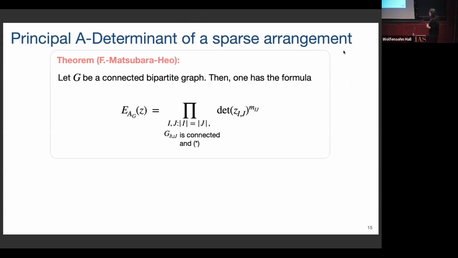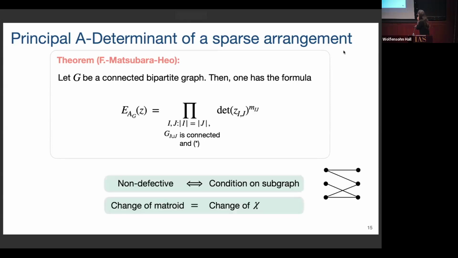And so the same theorem that I showed before in terms of non-vanishing determinants can be rephrased as follows. If you take a connected bipartite graph, then the principal A-determinant associated to the matrix AG given by the graph is given by the product of the determinants, where now the condition I had before of discarding zero determinants translates as follows. You want the subgraph corresponding to subsets I and J of the same size to be connected, and star is a condition on the subgraph.